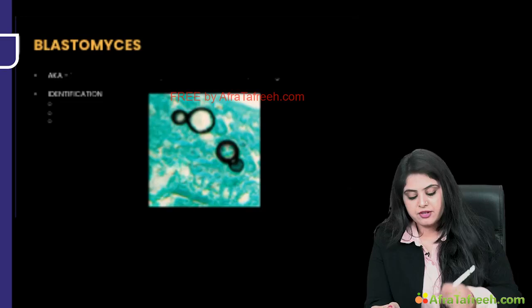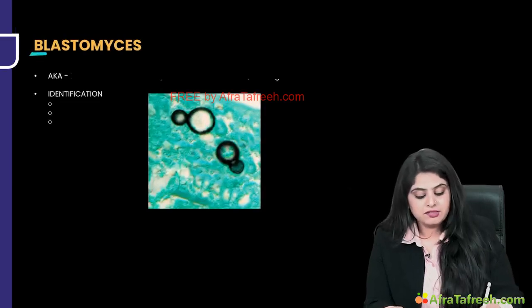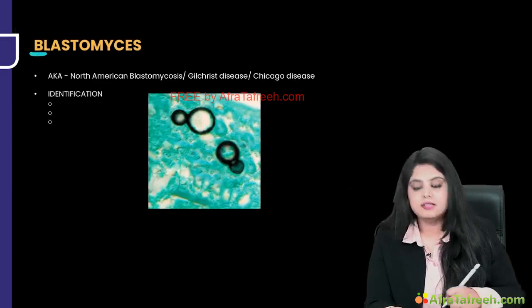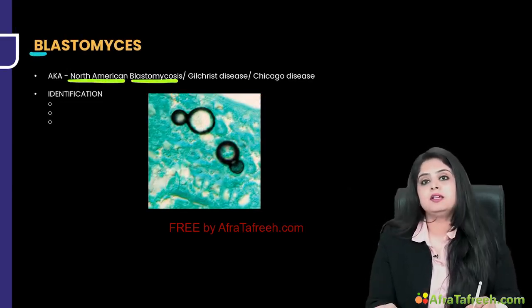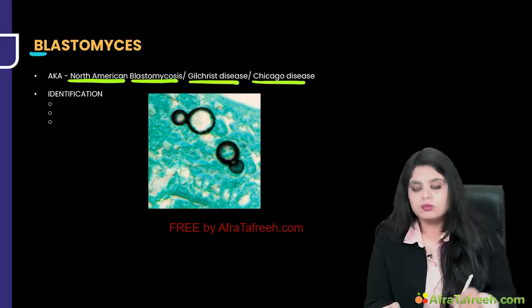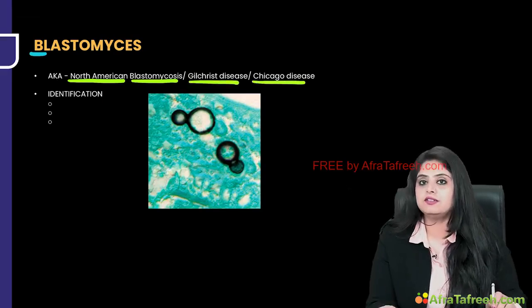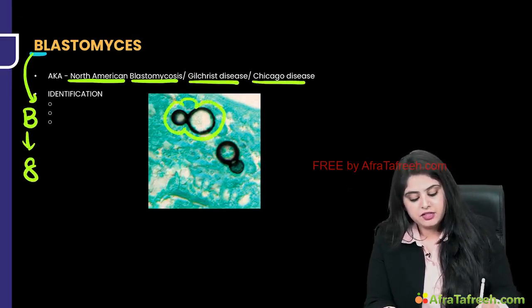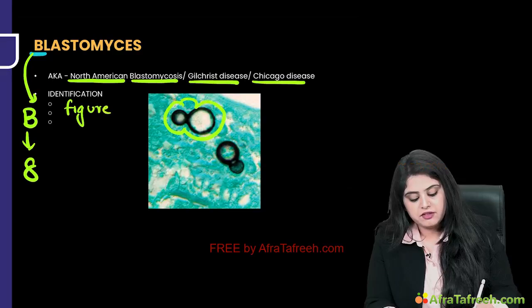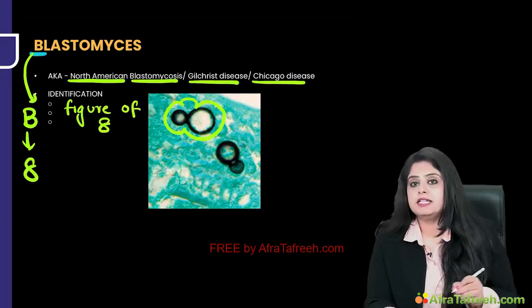Body heat. So I'll write body for blastomyces. As soon as you say blastomyces, what are the other names? Instead of blastomycosis, it is called North American blastomycosis. That is why it can also be called Chicago or Gilchrist disease. And blastomyces looks like a B. B is 8. So what you see classically is the figure of 8 appearance. We see the famous figure of 8 budding that is noticed.